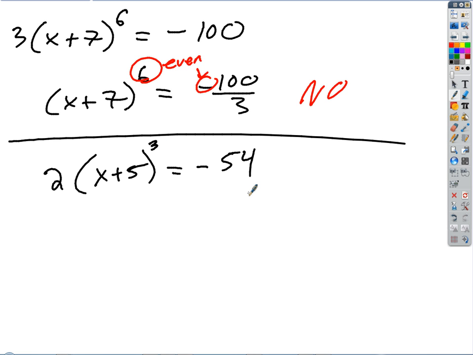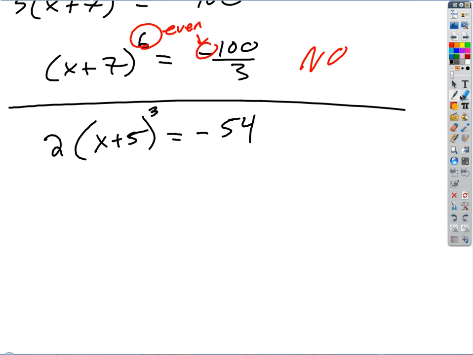Is that going to be okay? Yes. We know right away we're going to get an answer, aren't we? Because that's odd. It doesn't matter if this is even. I can take the odd root of a negative. So if I divide both sides by 2, I get x plus 5 cubed equals negative 27. What do I do?